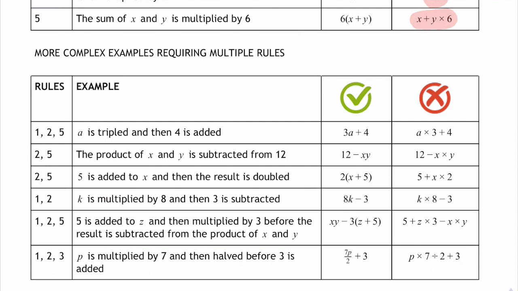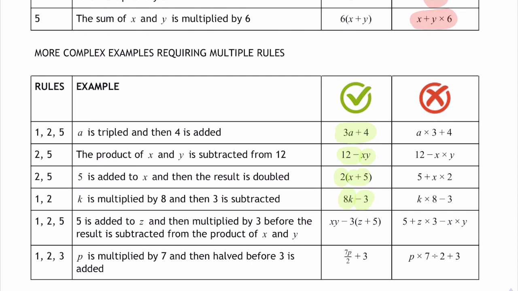The first one here, a is tripled and then 4 is added. The correct answer here is 3a plus 4. For the second one, the product of x and y is xy, but that is subtracted from 12, and that's why we've got 12 subtract xy. We've got 5 is added to x, and then that result is doubled. So 5 is added to x inside the brackets, and that thing is doubled, so we need to multiply by 2. We've got k multiplied by 8, so that's 8k, and then we're subtracting the 3.